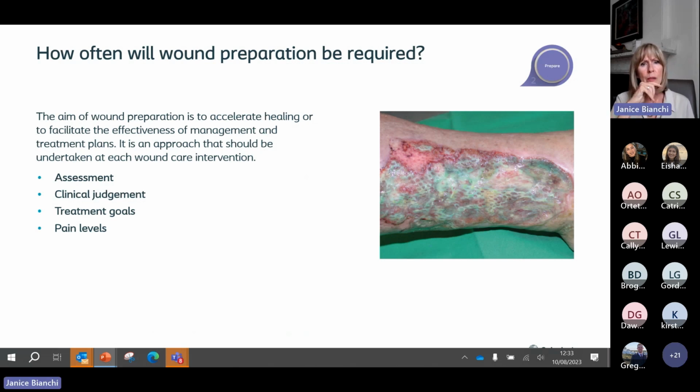And how often do we need to prepare a wound? That will depend on how well the wound's doing. Is it going really well, or is it really stuck? So it depends on your assessment, your clinical judgment, what your treatment goals are, and that person's pain level. And that's obviously something we have to consider. And you can see in this wound here, there is a lot of fluffy tissue, probably a bacterial burden there. So yes, this is a wound where, if it's appropriate, debridement would work really well for this wound.